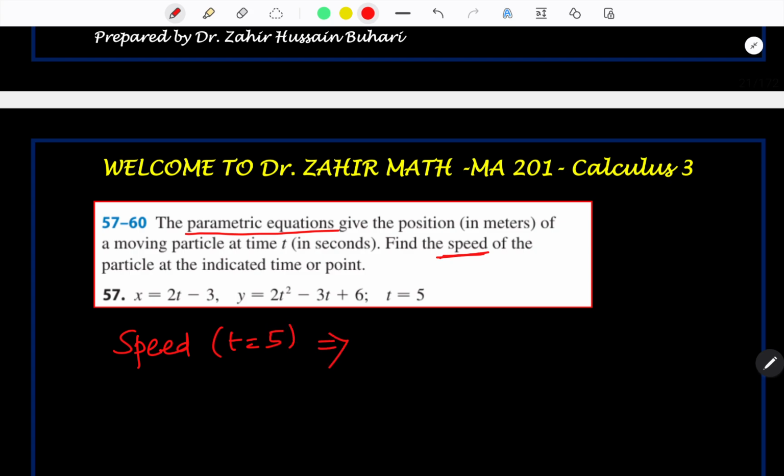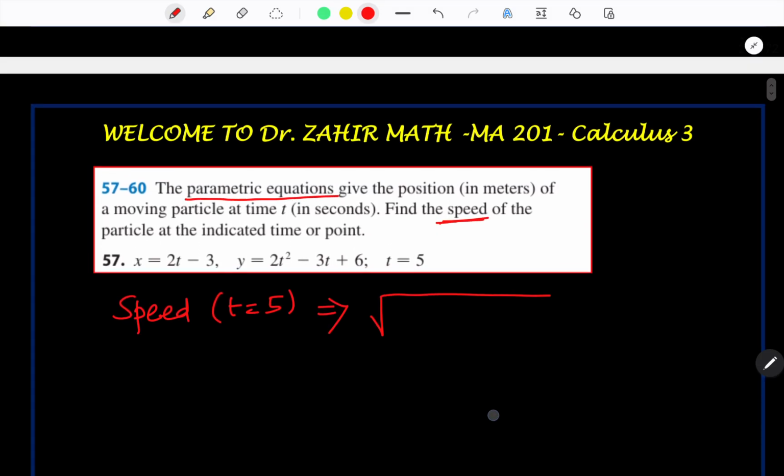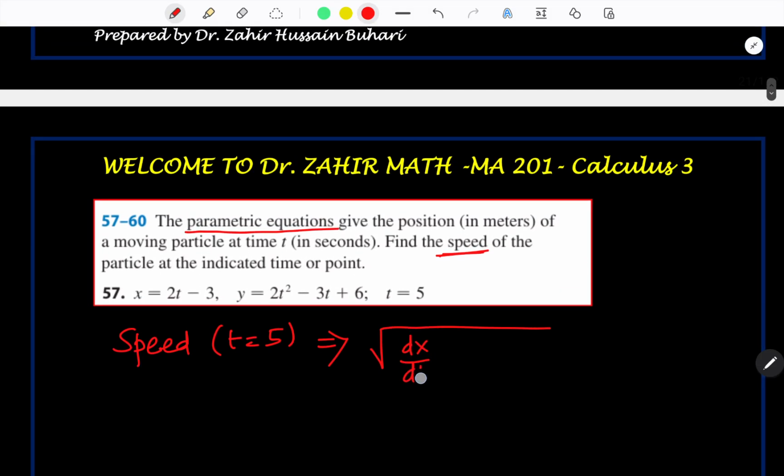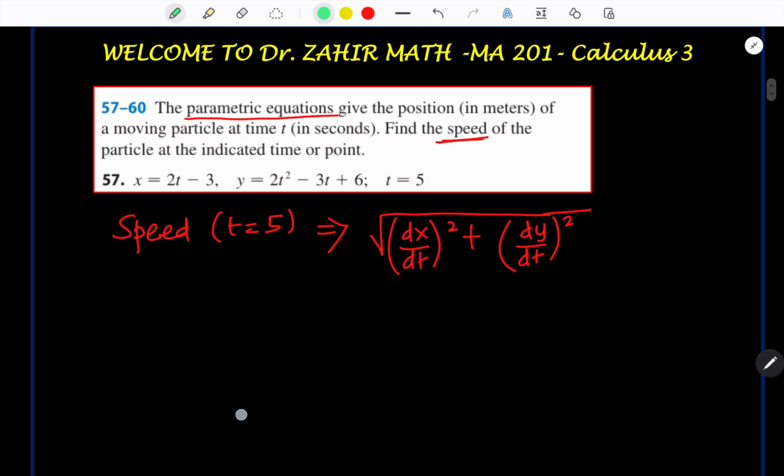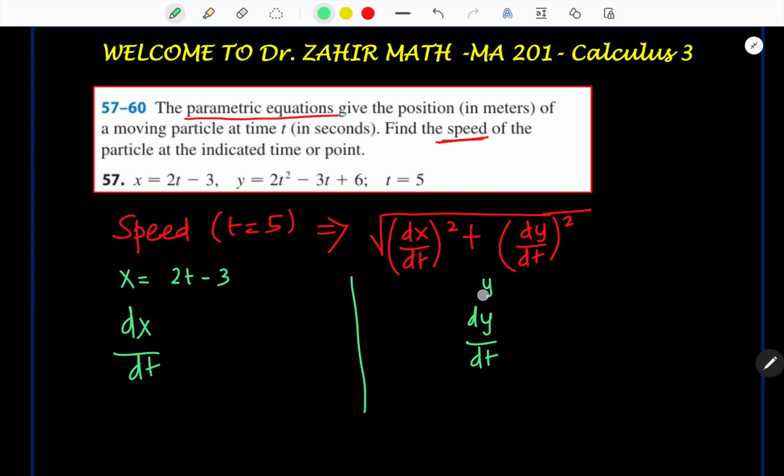What is the formula for speed? I told you there is no integration. The formula for speed is the square root of dx by dt the whole square plus dy by dt the whole square. So we need dx by dt and dy by dt. What is your x? x is 2t minus 3. And what is your y? y is 2t square minus 3t plus 6.